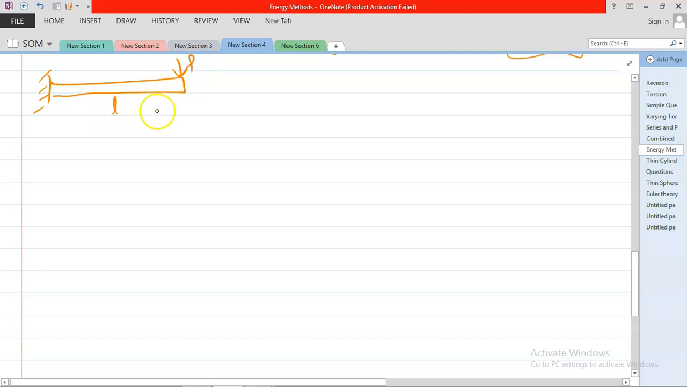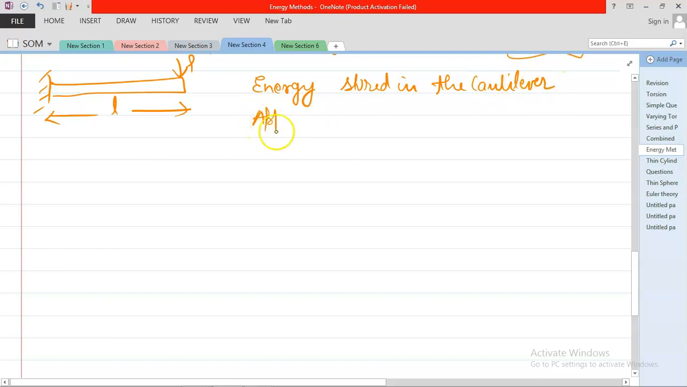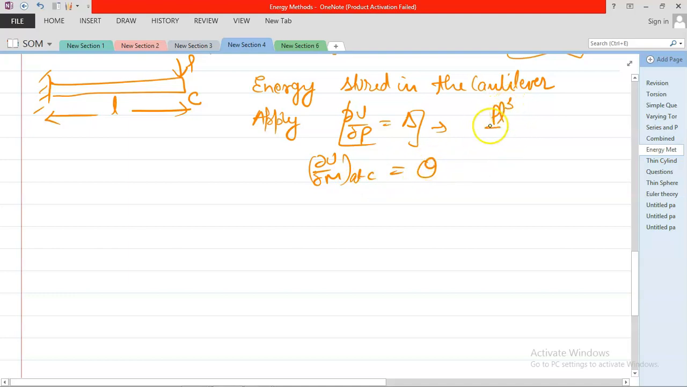This is your length L. Now I am asking you to find the energy stored in the cantilever. Then apply Castigliano's theorem, del U by del P is equal to delta, to obtain the deflection at point C. Then apply del U by del M at C to obtain theta. So what would be the expected result? The expected result for deflection will be PL cube by 3EI, and for slope the expected result is PL square by 2EI.